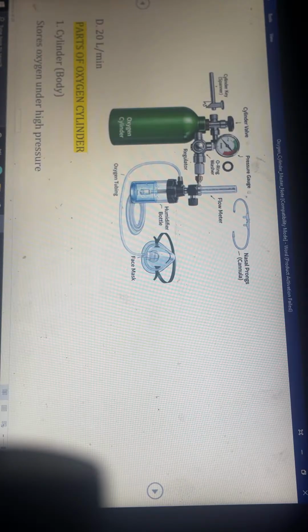So many student nurses, when they go to the hospital, don't know how to use this. They don't know how to identify it.